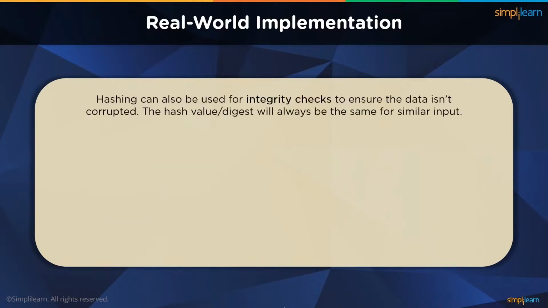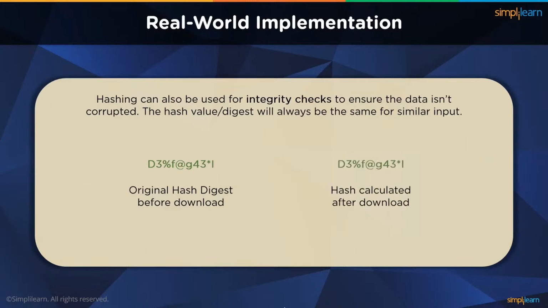Apart from password storage, hashing can also be used to perform integrity checks. When a file is uploaded on the internet, the file's hash value is generated and it is uploaded along with the original information. When a new user downloads the file, he can calculate the digest of the downloaded file using the same hash function. When the hash values are compared, if they match, then file integrity has been maintained and there has been no data corruption.